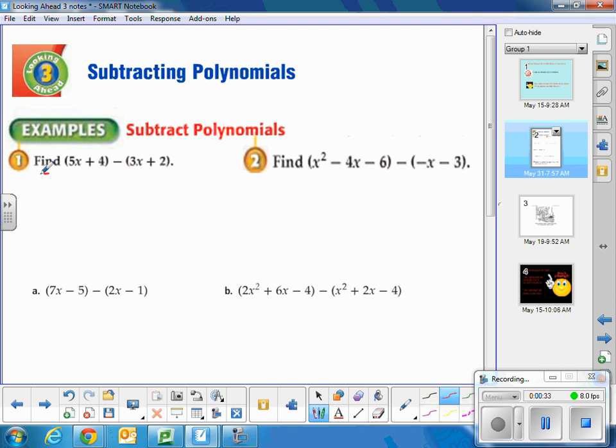The 5x plus 4 is going to stay exactly as it is. But now you're going to subtract everything in here. So you're going to subtract 3x and you're going to subtract 2. Now, just like you were doing on the previous lesson, you're going to look for like terms and add them together. 5x is going to be combined with the negative 3x. 5x plus a negative 3x is 2x.